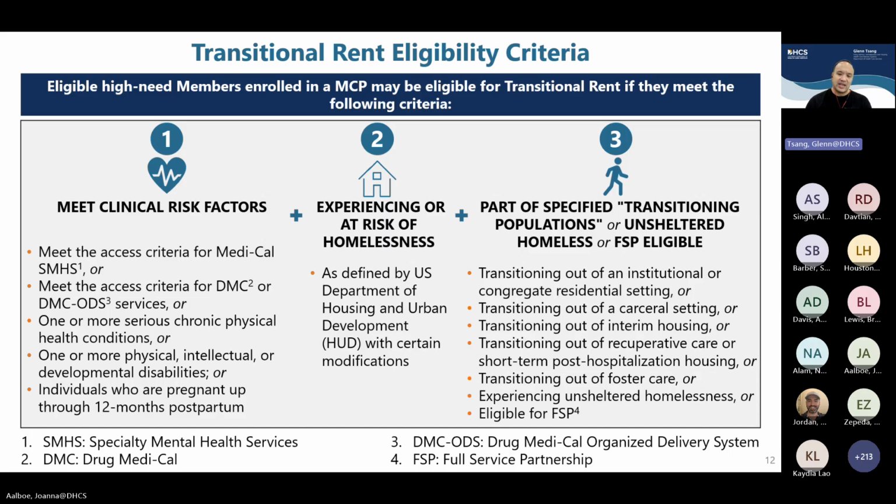I know this is a very dense slide, but another way to look at this is an equation. In January, anyone who meets the top bullets under criteria 1, the clinical risk factor, plus criteria 2, plus any of the criteria listed under number 3 will be eligible for transitional rent.